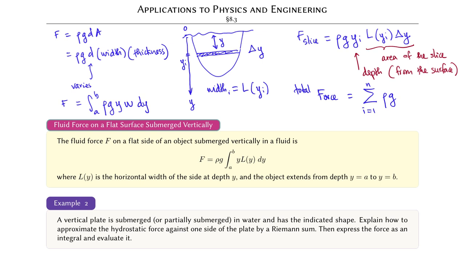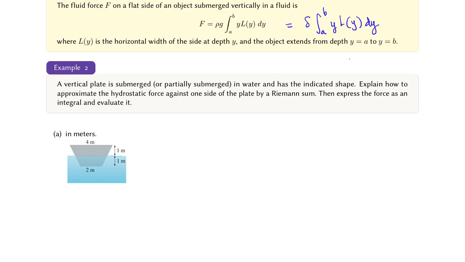The total force is the sum of rho g yi L of yi delta y as i goes from 1 to n. And as n goes to infinity, this Riemann sum will give us the definite integral. Rho g are constant, so we can move rho g in front of the integral sign. If this is the US customary system, then the force is delta times the integral from a to b of y L of y dy, where L of y is the horizontal width of the slice. Delta is the weight density.